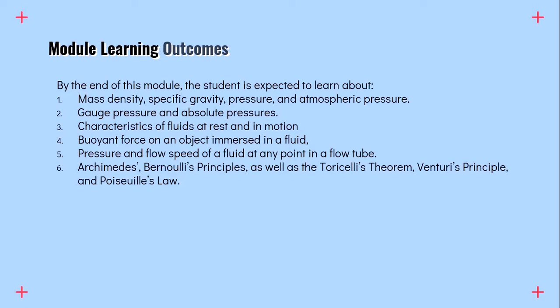Number 2, gauge pressure and absolute pressures. Number 3, characteristics of fluids at rest and in motion. Number 4, buoyant force on an object immersed in a fluid. Number 5, pressure and flow speed of a fluid at any point in a flow tube. And number 6, Archimedes' and Bernoulli's principles, as well as Torricelli's theorem, Windsor's principle, and Poiseuille's law.